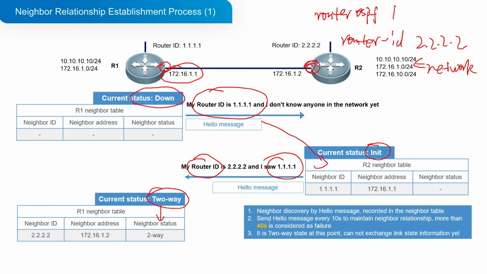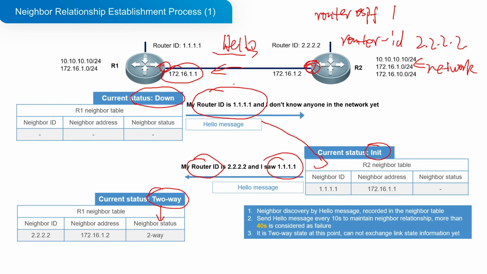The second is to send a hello message every 10 seconds to maintain the neighbor relationship; more than 40 seconds without a hello is considered a failure. What does this mean? It means between the two routers, after we build the relationship successfully, we have to keep the neighbor relationship. So every 10 seconds, R1 will send a hello packet to R2, and R2 will send to R1, to keep the neighbor relationship. And after this, maybe sometimes the link between R1 and R2 doesn't work normally, or some error happens on R1 or R2.